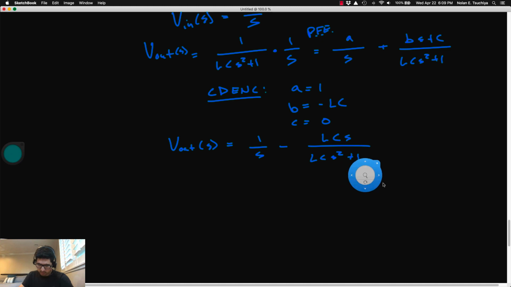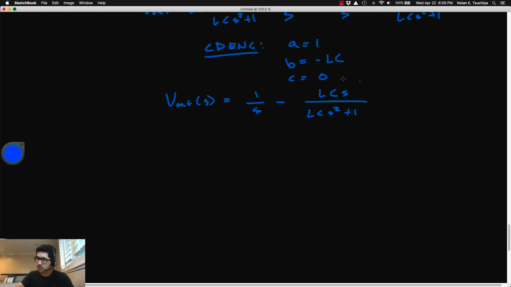Now what we need to do is write this in a way that looks like something on the Laplace table. So we may go ahead and make this substitution: divide both top and bottom by LC. That way it looks more familiar. We get S over S squared plus 1 over LC, but we'd prefer to write it as the square root of 1 over LC, squared. Now this thing we've produced is exactly one of the entries on the Laplace table.